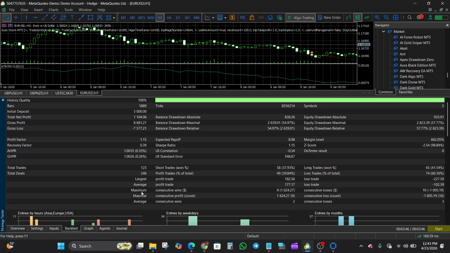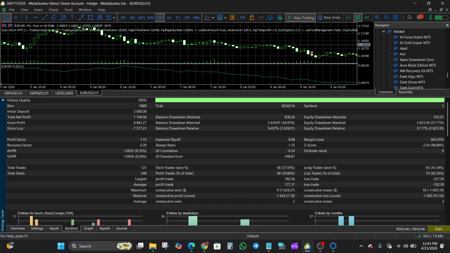And then we can also see that the largest profitable trade was $182.56, and the largest losing trade was $227.5. The average profit trade was $177.17, and the average loss trade was $102.39. Now, the risk to reward might not be the best, but I guess it's fair.